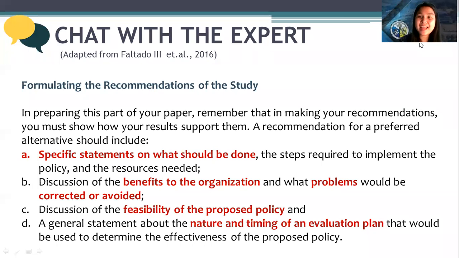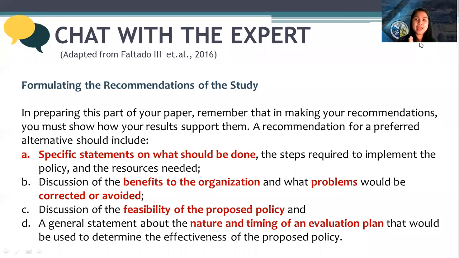Now, this time, I'll share with you how to write the recommendations of the study. These are essential parts of your paper. So do not just say that we don't have recommendations, so you'll just delete the recommendations part. No. All parts of this research paper are very essential, so you could not just delete any. Now, how do we write the recommendations of your paper?